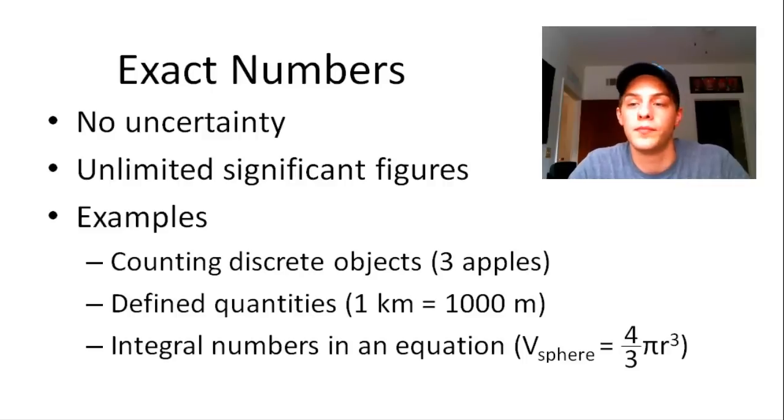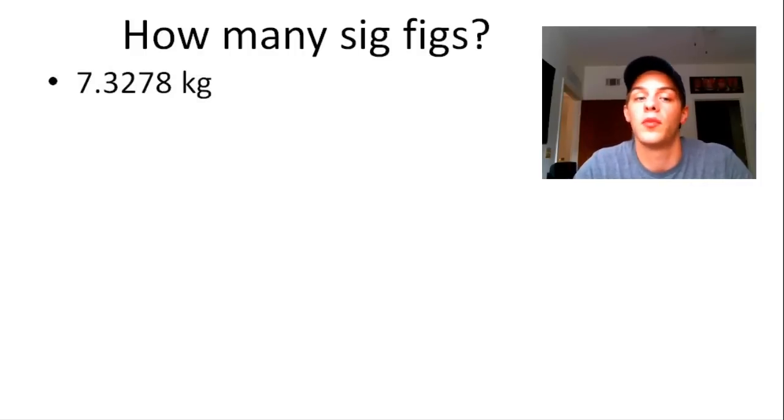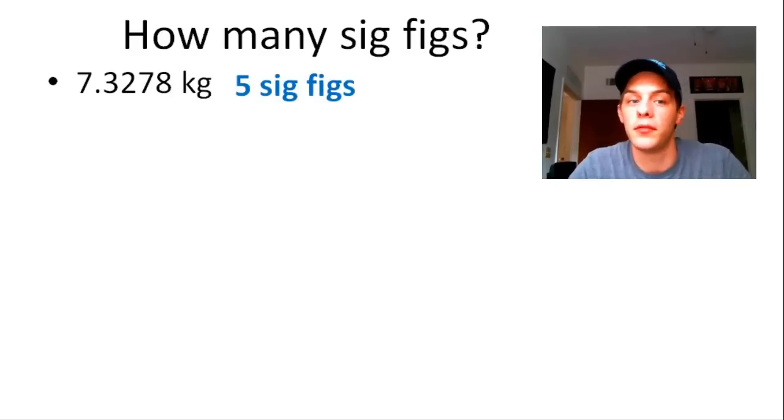So with that, let's get into a couple of examples and see if we can count how many sig figs there are. Sig figs is just short for significant figure, so I'm going to use the term sig fig from now on. How many sig figs are in these next few examples? Starting with 7.3278 kilograms. How many sig figs are in this? Well, the nice thing about this one is that these are all non-zero digits, so that means that they're all going to be significant. So there's 1, 2, 3, 4, 5 of them, so this has 5 sig figs. Kid stuff.